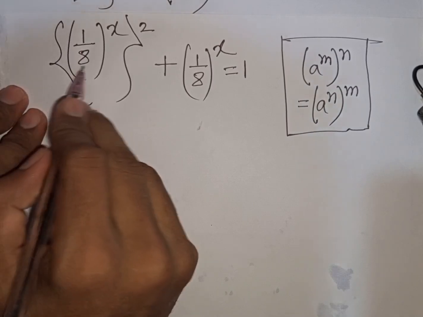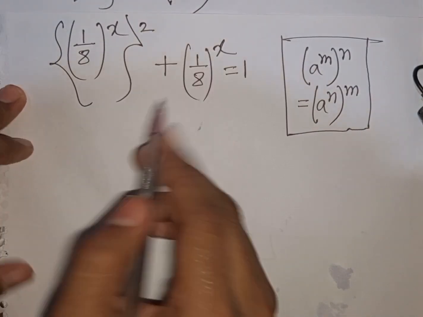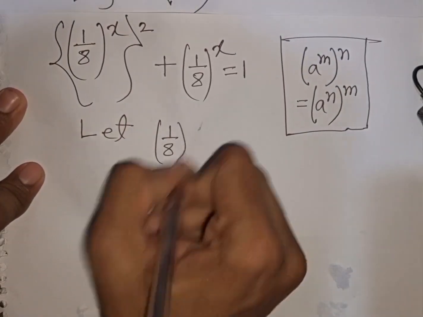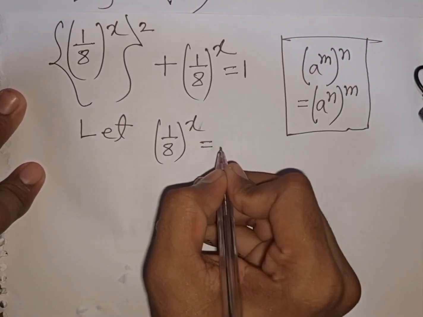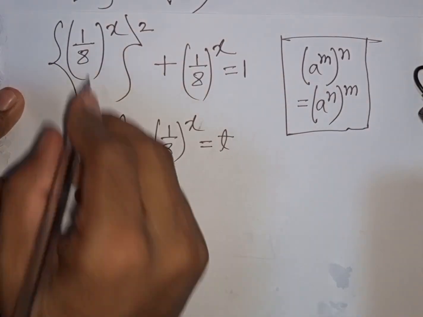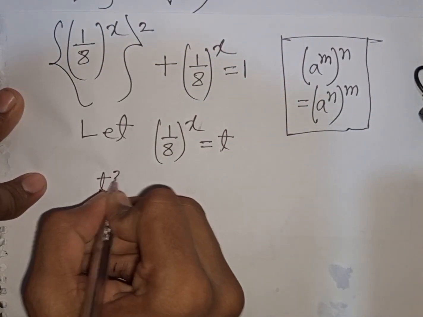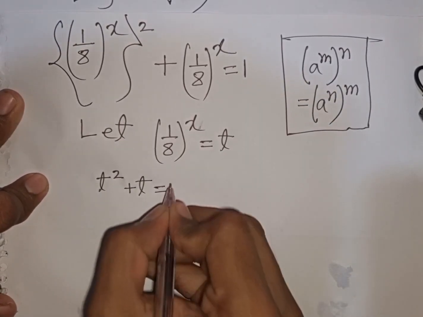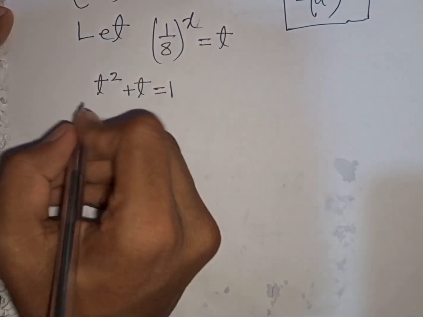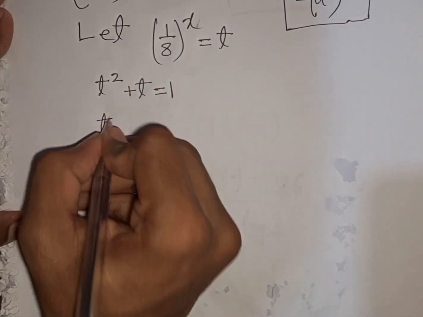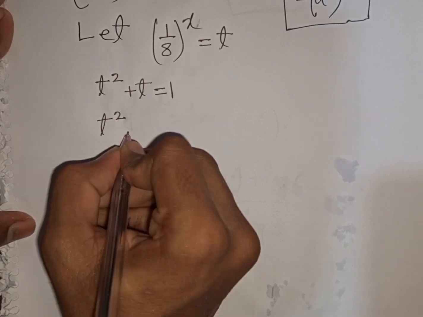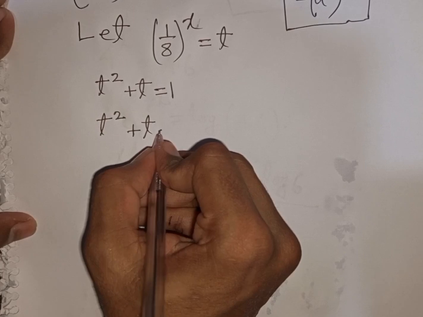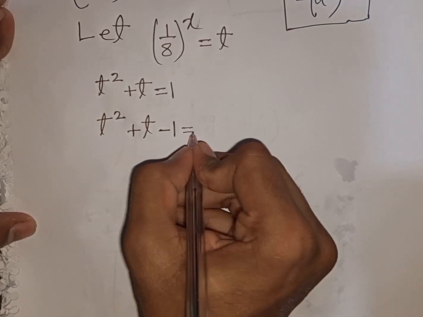Now, we see (1/8)^x and (1/8)^x, both terms are the same. So, let (1/8)^x be substituted by t. So, our equation will be t^2 + t = 1. Now, we can write t^2 + t, then this 1 we take to the left side. So, this will be minus 1, then is equal to 0.